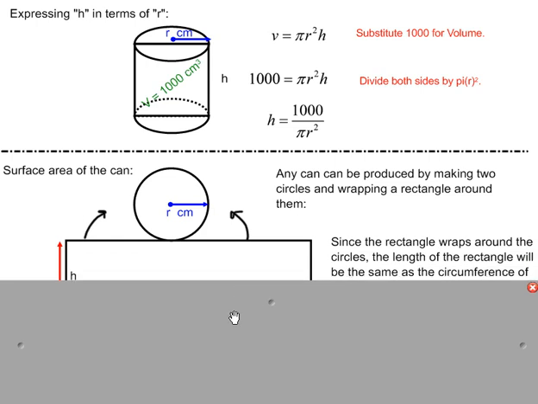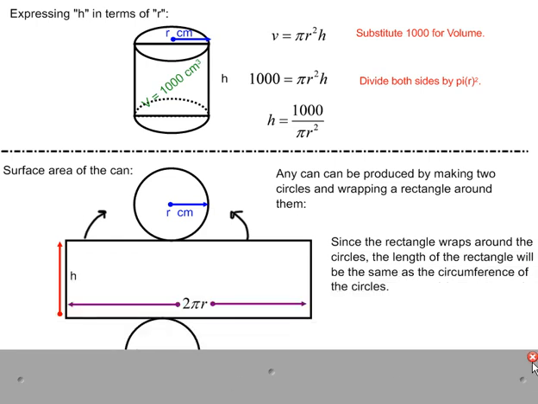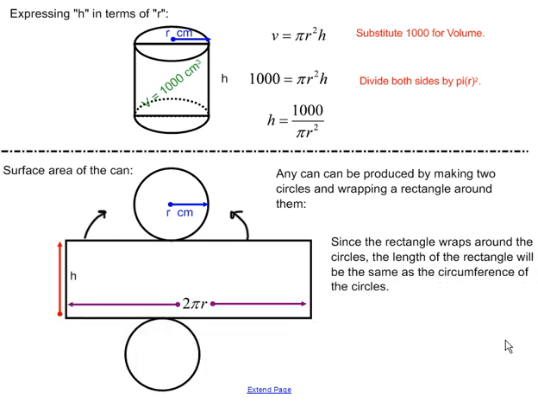Now comes the rest of it. What about the surface area? To understand the surface area of a cylinder, just imagine a soup can. A soup can has a circle for the top and a circle for the bottom, and if you peel off the label and unravel it, you end up with this rectangle.